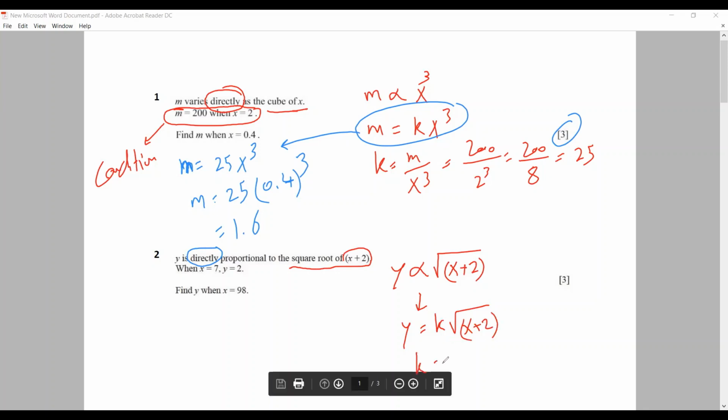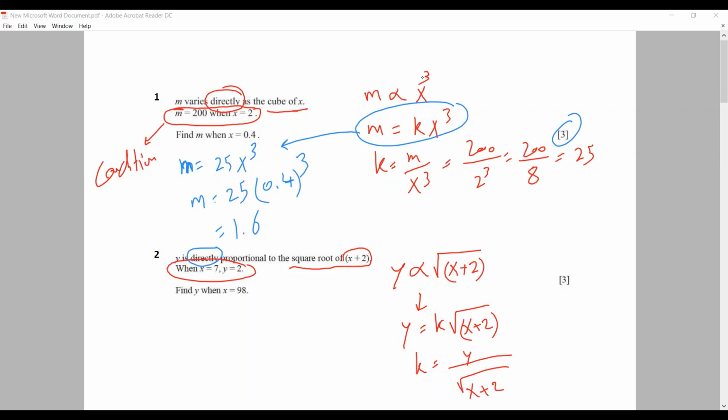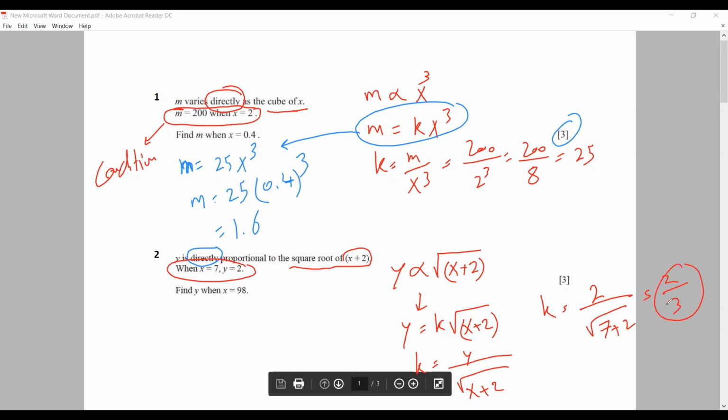Now I can find k by dividing y by the square root of x plus 2. Now with the help of this condition which is given to us, I can find the value of k. So k is equal to, if y is 2 and x is 7, I get basically 2 over 3, right? Square root of 9 is 3. So k is 2 over 3.